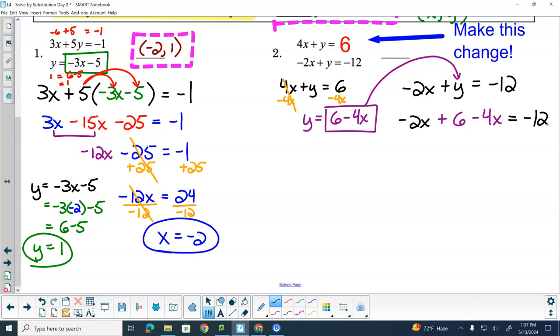Okay, that gives me how many x's? Negative 2x plus negative 4x gives me negative 6x, because this is negative and that's negative. Still got the plus 6, you still got equals negative 12. Dylan, now what? Subtract 6 from both sides.